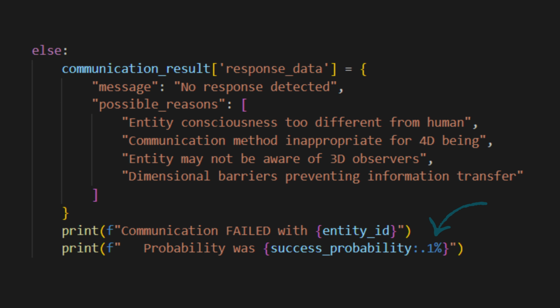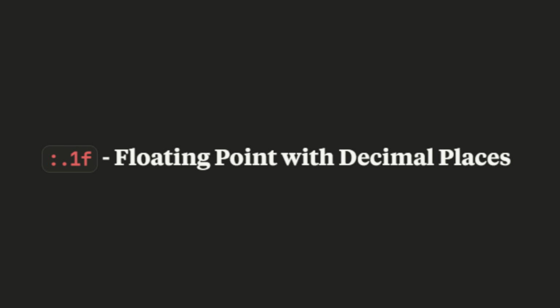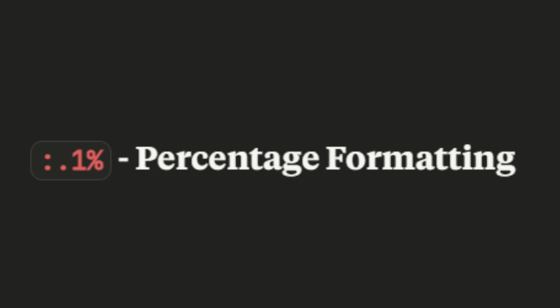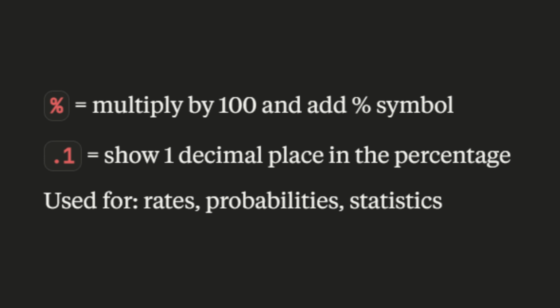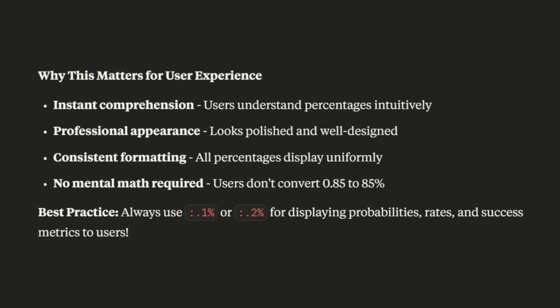Print F, quote, probability was, our curly braces success probability, the colon, the dot, 1, and a percent sign, and then that all closes out. So we've talked about the D and we've talked about the F, but now we have a percent sign here in this precision formatting. This is demonstrating the percent format specifier in F strings, automatically converting decimal values to readable percentage displays for professional user-friendly data presentation.